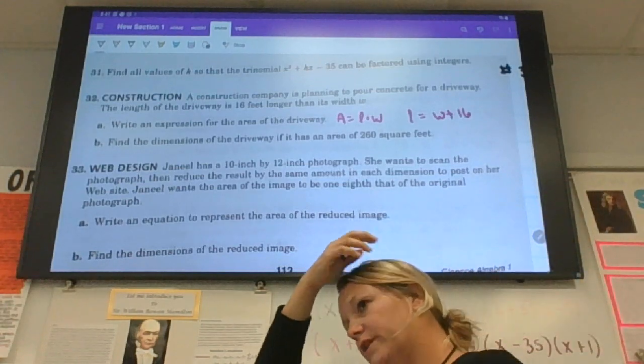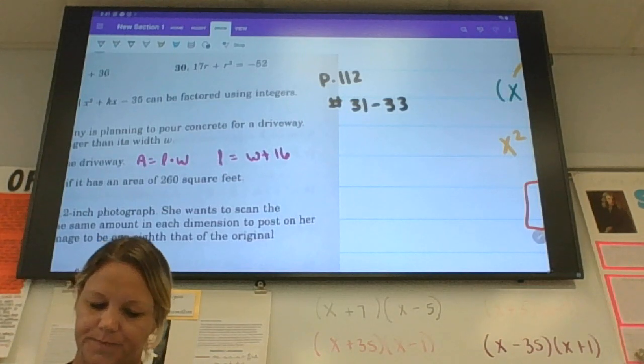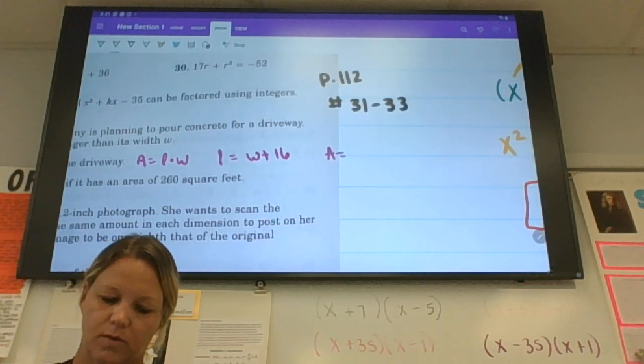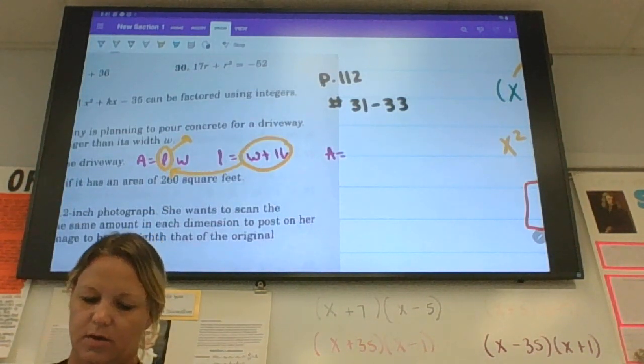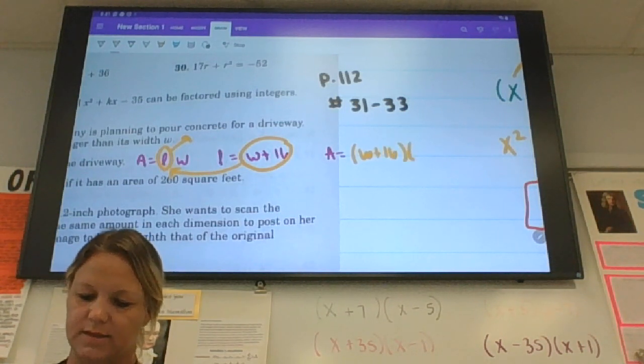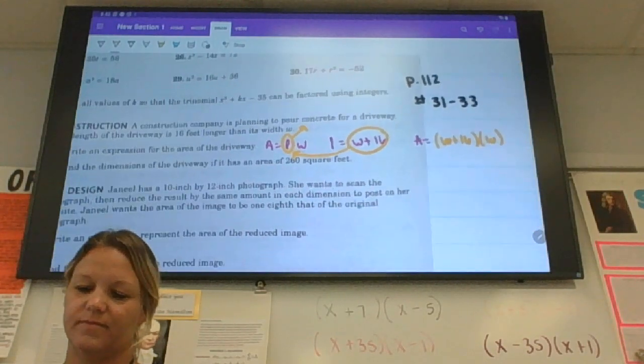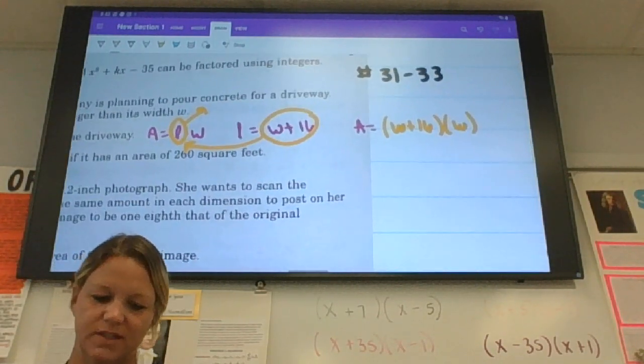All right, so this is all the information we've been given. So then the area, we'll take the L out of the problem, and we'll put this expression in. We're going to have W plus 16 times W. Patrick got it.